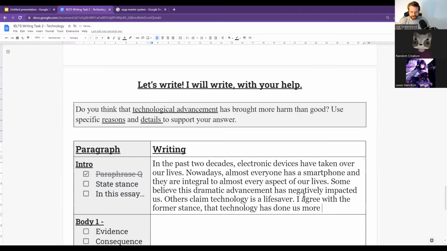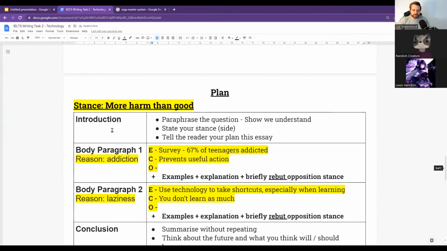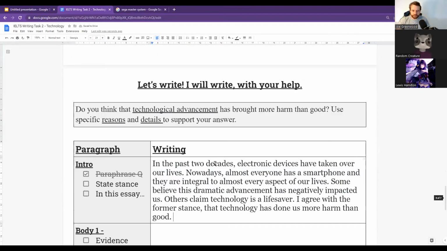Now I can repeat the question here. As long as I paraphrase first, I can still use the real words of the question because I've shown that I understand it. But what you can't do is just repeat the question. So this is fine because I've demonstrated understanding. Now I can say technology has done us more harm than good. And I'm going to mention my primary reasons, which are addiction and laziness.